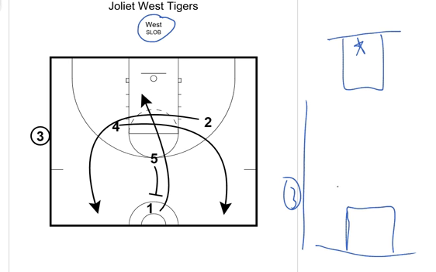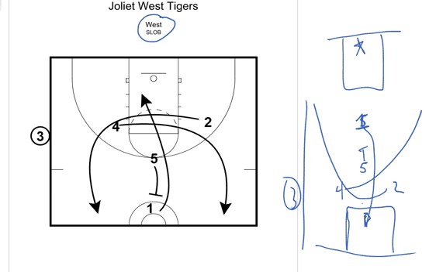4 is always going to be on the same side as the ball. 2 will be there, 5 and 1, I should say 5 and 1 this way. So 2 and 4 are automatically going to crisscross. 1's going to come down, come off of there, and then 5's an outlet.